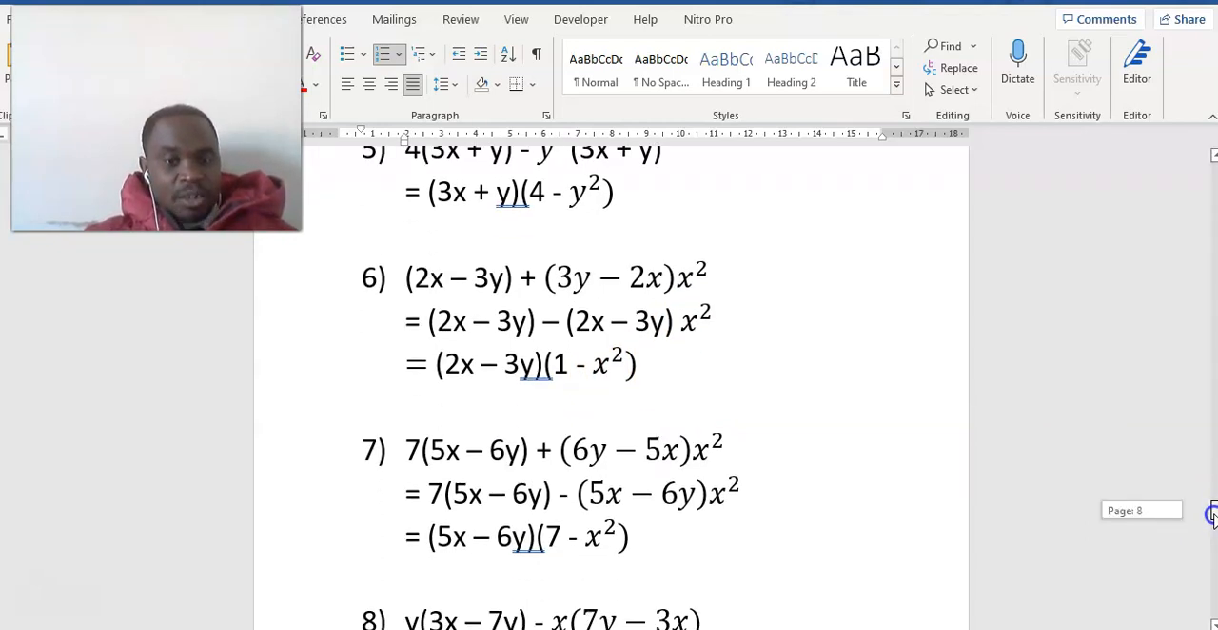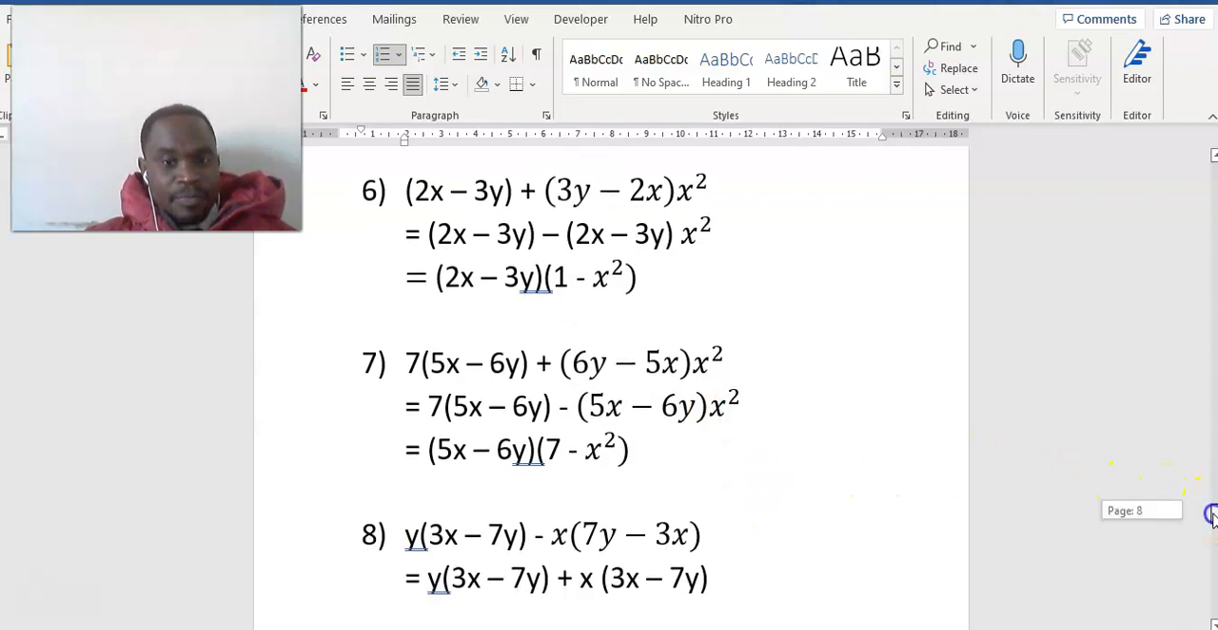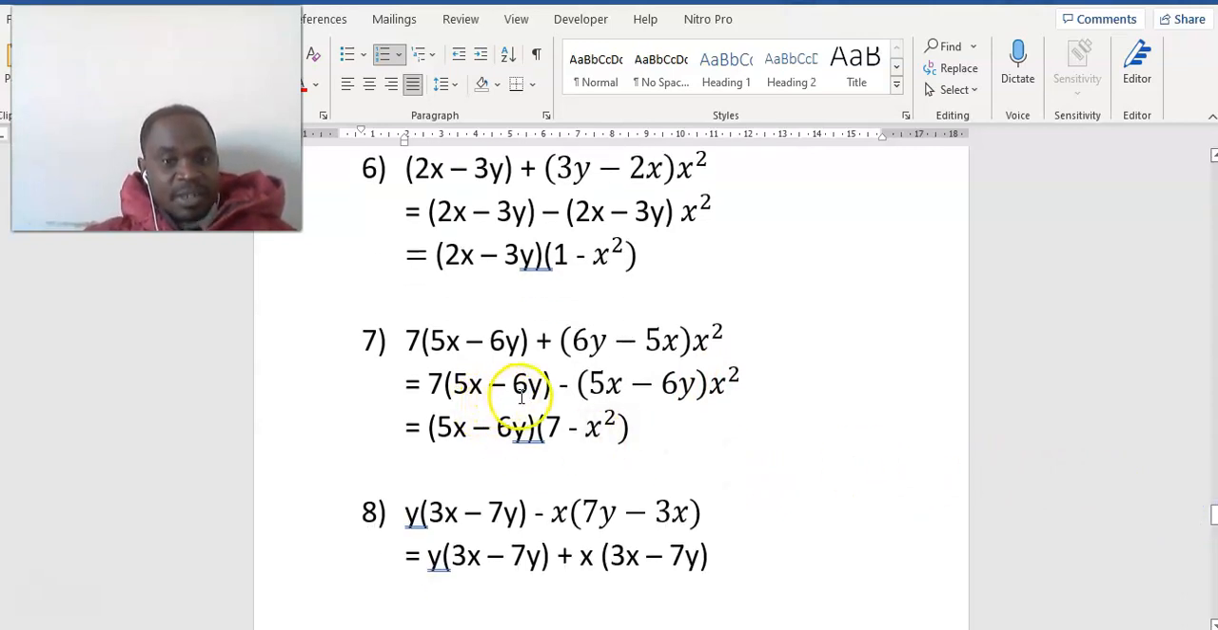Okay, let's look at the next one. This time we have 5x minus 6y, 6y minus 5x. How are you going to do it? I'm writing my 7 in brackets 5x minus 6y again. Then I'll change this plus to minus. This minus 5x is going to be plus 5x. Plus 6y is going to be minus 6y. Then I have my x squared there. Okay, 5x minus 6y, they are common. So I've written it again. Then I have 7 minus x squared.